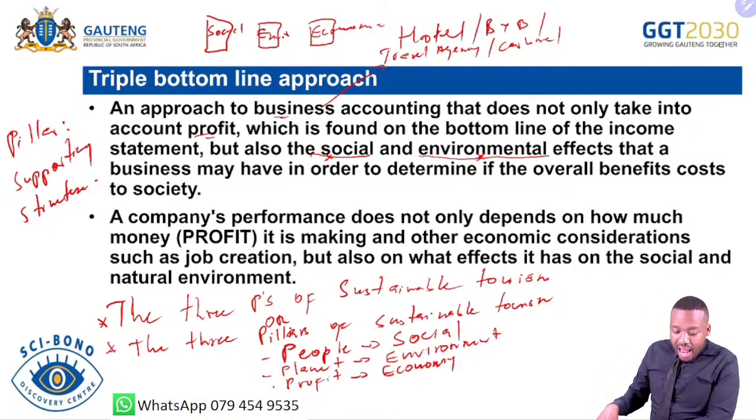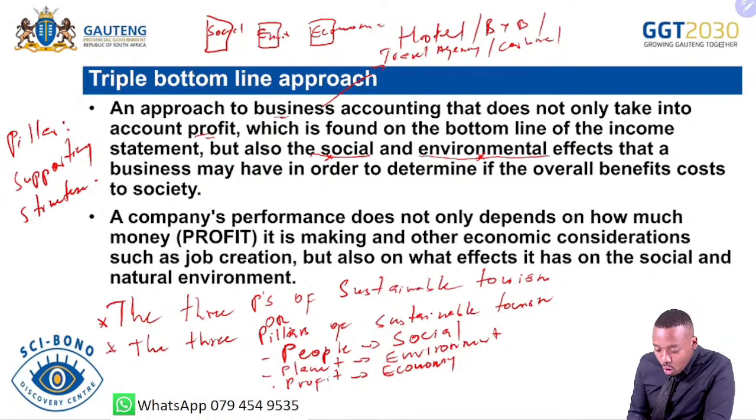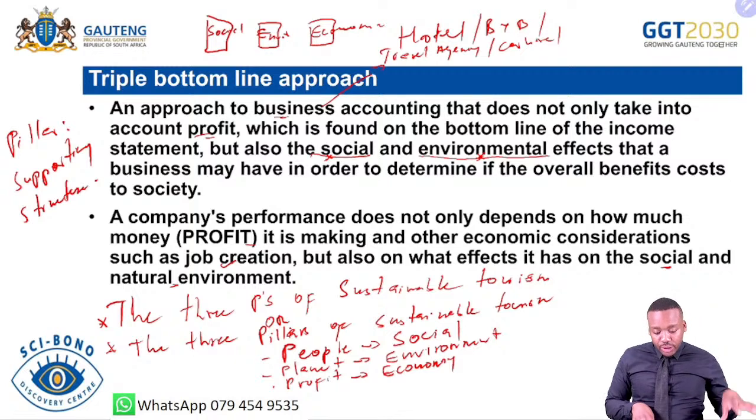So we are saying a company's performance does not only depend on how much money or profit it is making, and other economic considerations such as job creation, but also on what effects it has on the social and natural environment. We are saying things have to change. The tourism business must not only focus on making profit or creating jobs, but must also consider the impacts it could have on the people and on the environment.